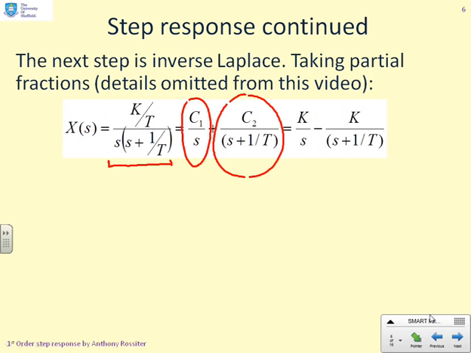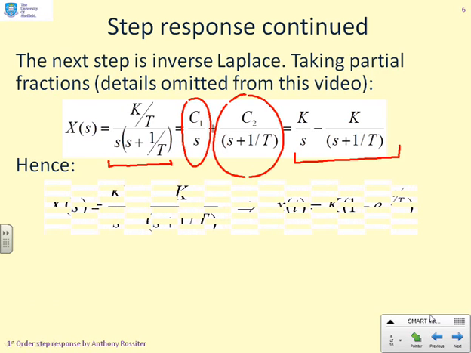Now, without going through all the details, I can show that residue c1 is in fact K, and residue c2 is minus K, so the partial fractions for X(s) are K over s minus K over (s plus 1/T). So again, if that's too fast for you, I recommend you look at the inverse Laplace videos and then learn how to do this. Next step is to do the inverse Laplace.